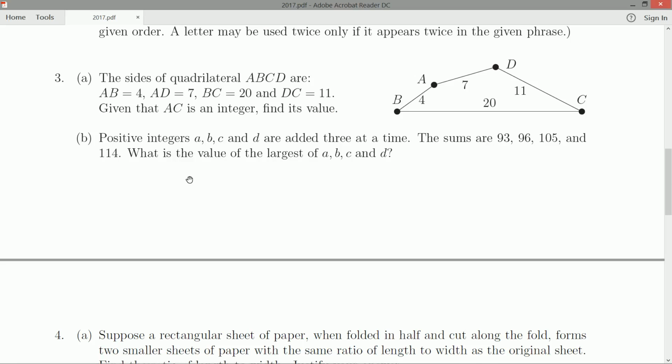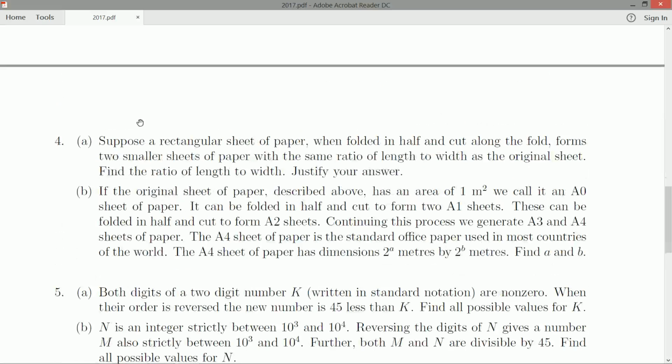Okay? So D is 43, and that was it, wasn't it? That was 3B, yeah. So 3B, and in the next video, we're going to take a look at question number 4.